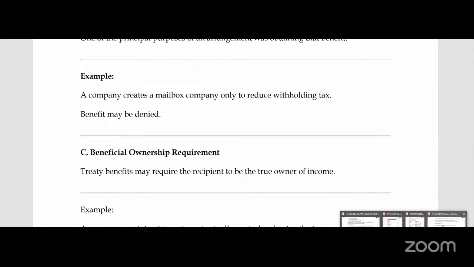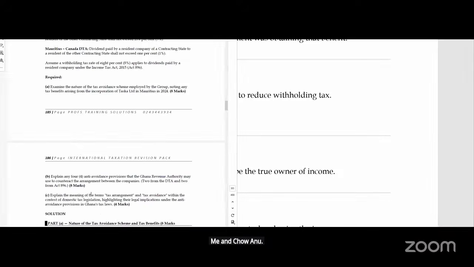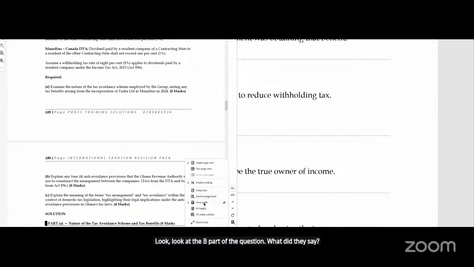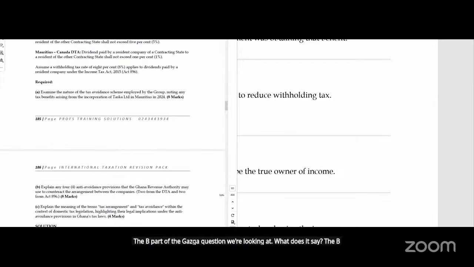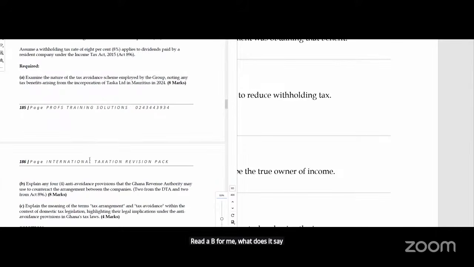Look at the B part of the question. What did they say? The B part of the GASGA question we're looking at. What does it say? Read the B for me. What does it say? Oh, please, quickly. We have a lot to do. The way people are relaxed.